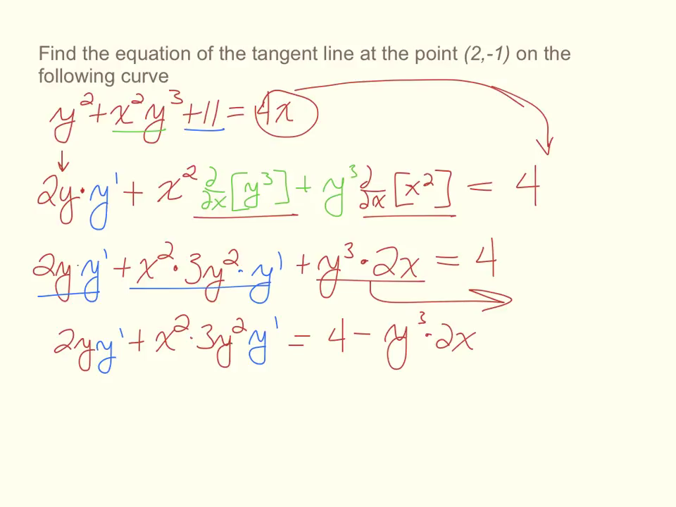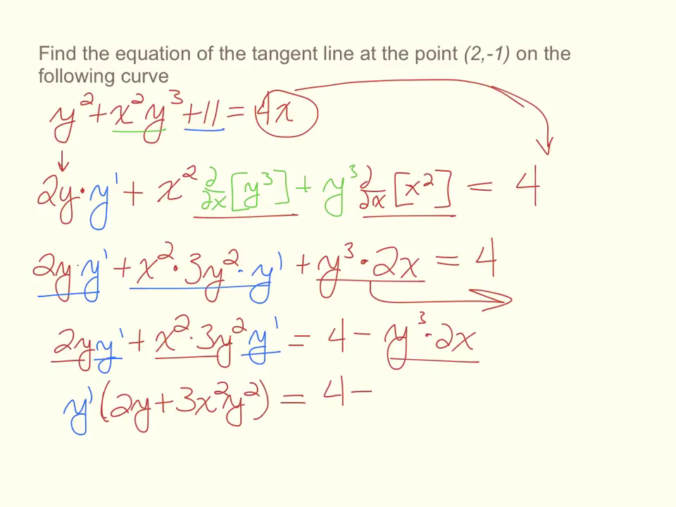In this next step, I'm going to factor out the y prime from both of these terms, and I'm going to clean up these other terms a little bit. So this will leave us with y prime times 2y. The second term, when you multiply x squared times 3y squared, just leaves you with a positive 3x squared y squared. And on the right side, we have 4 minus, and when you look at these two expressions being multiplied, we can just rewrite that as 2xy cubed.